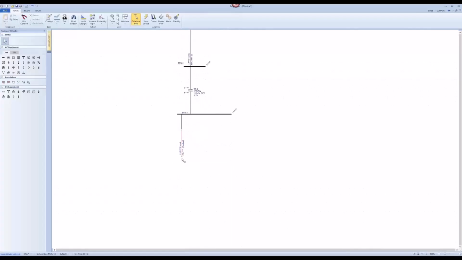Go down. Put a bus here. Now, this bus would become my GSU high side bus, right? So I put my GSU here as well.